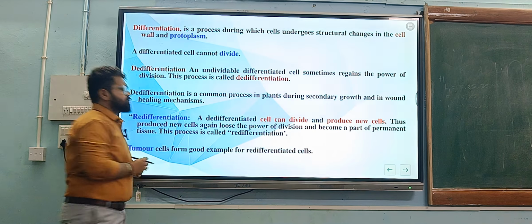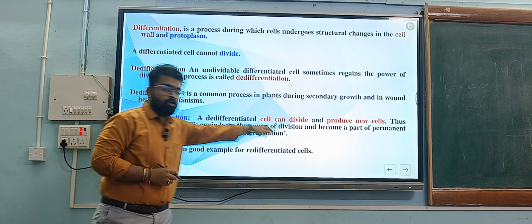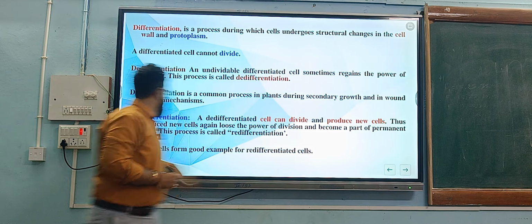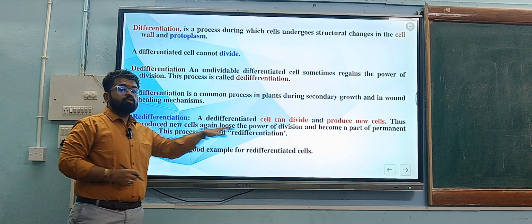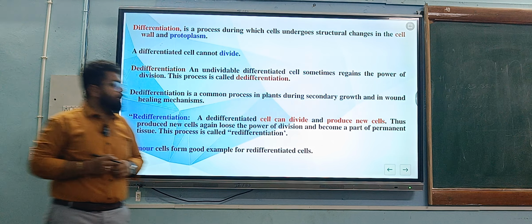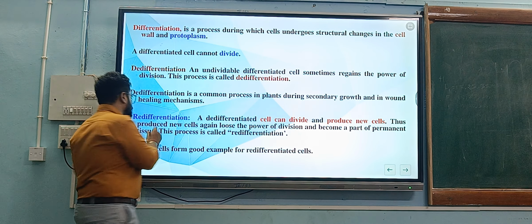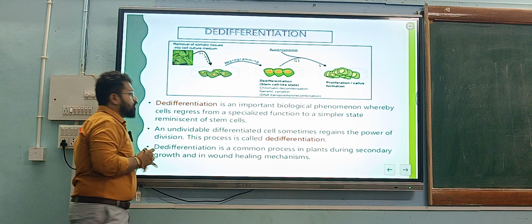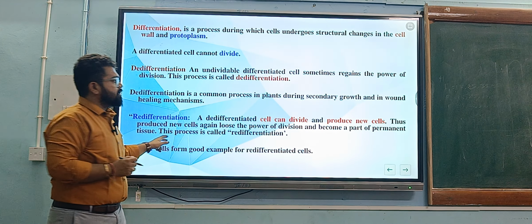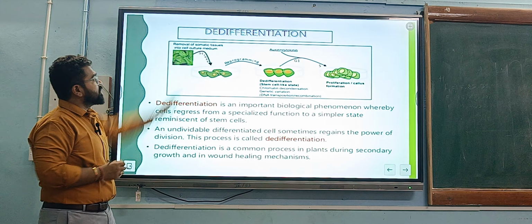What is redifferentiation? A cell can divide and produce a new cell, and the newly produced cell again loses the power of division and becomes a permanent part of a tissue. This process we call redifferentiation. Here you can see it.